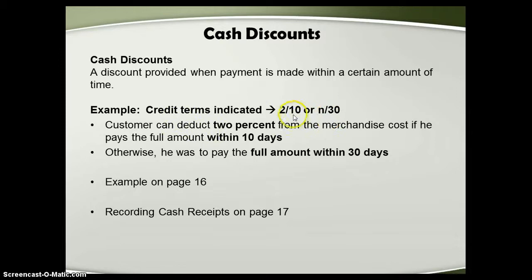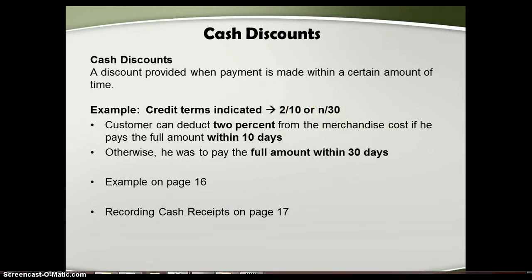So what this means, and we talked about this a little bit in part 1 of section 2, is when you see a 2/10, that means the customer can deduct 2% from the merchandise cost if he pays the full amount within 10 days. So he bought this item on account, and if he pays for it all in 10 days, he can deduct 2% of the total cost from his payments. Or, then you see the n/30 here, if he doesn't get the full payment done in 10 days, then he has 30 days to make the full payment. So that's what those numbers mean here, okay?